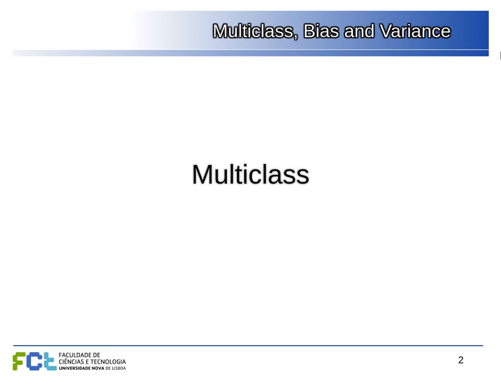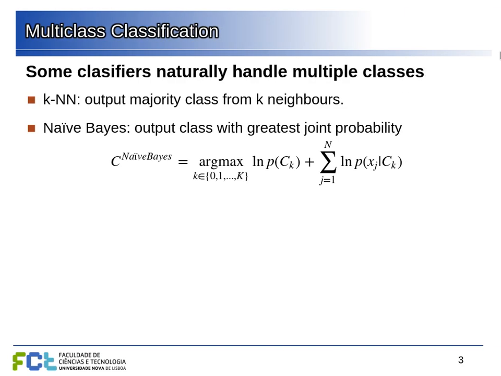But I'm going to start with multi-class classification. Some classifiers adapt easily to more than two classes. For example, if you use the k-nearest neighbors classifier, you're going to take the majority vote of the neighbors. If the points have more than two classes, then it's easy. You just label each point with the majority class of the neighborhood.